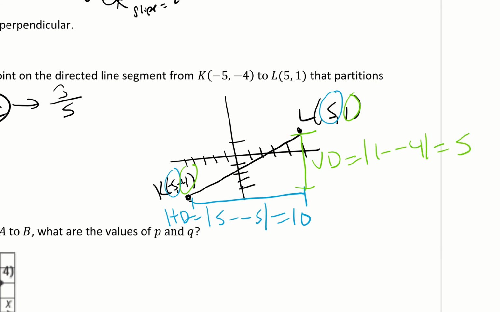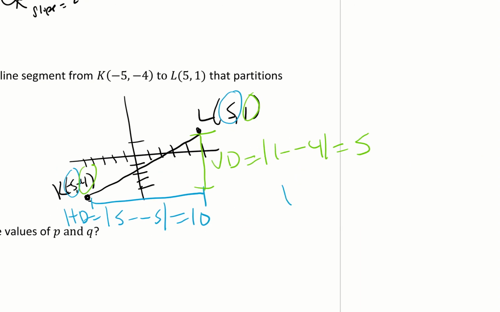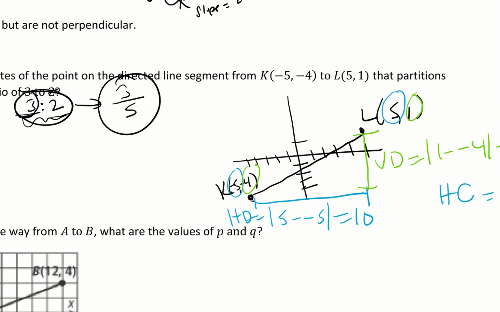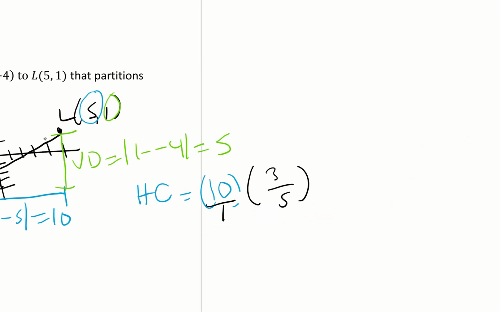And then what you want to do is multiply each of those numbers by 3/5. And that'll give you your vertical change and your horizontal change. So let's do horizontal change first. So the 10 that I got multiplied by the 3/5 that I got earlier. Put this over 1, multiply straight across. 30 over 5. 30 divided by 5 is 6. That's my horizontal change.